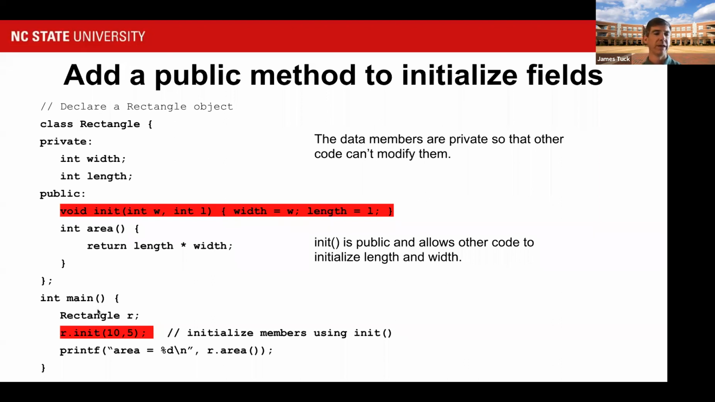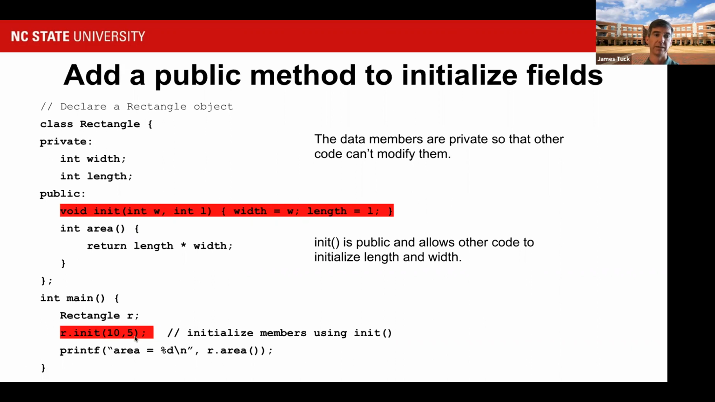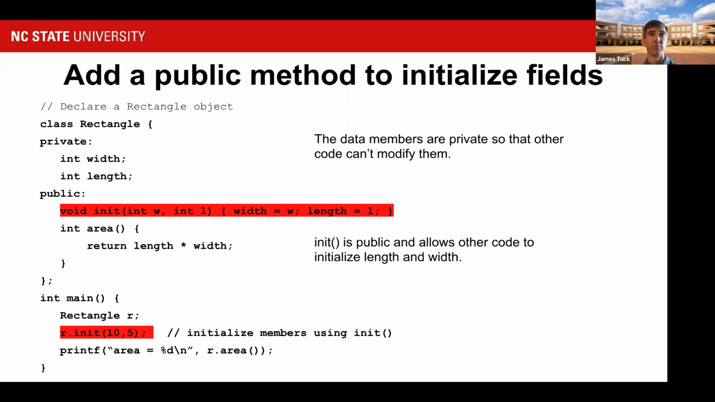And so now inside my main, I declare this object called R, and then we call the init function on this object and pass it 10 and 5, to initialize the width to 10 and the length to 5. And then in the next line where I call the area, now this area calculation is going to properly calculate the area as 50 and return that value and let me print it out. Okay, so now this is a slightly more usable class.